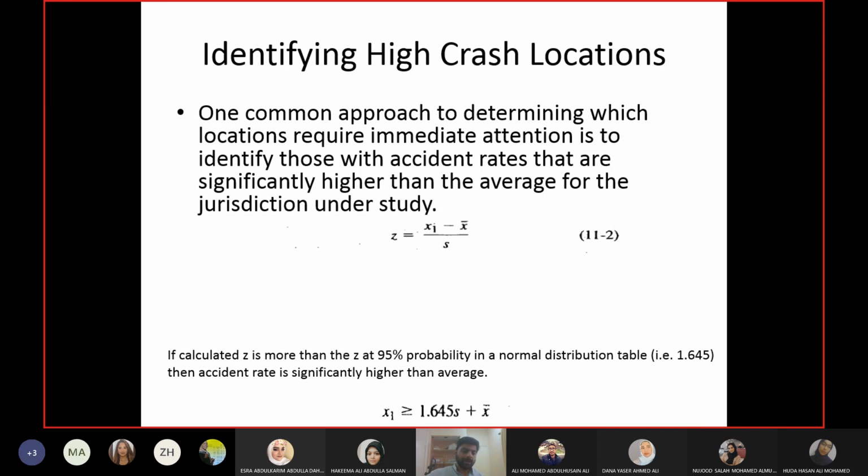So, as we keep on saying, we cannot leave these things to the opinion of any individual. We have to give a mathematical reason why we are saying this site has a significantly higher number of accidents than average or normal sites in the area. So we have to perform the z-test. Now you can calculate the z-value using this equation. This is an equation for converting any variable into a z-value. So x1 is the crash rate on your site, x bar is the average crash rate on similar sites, and S is the standard deviation for the same data set of similar sites' crash rates.